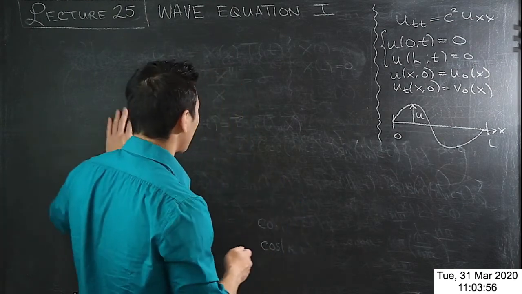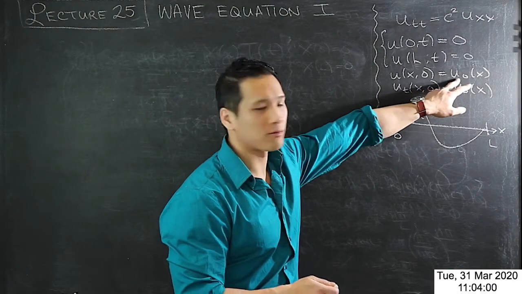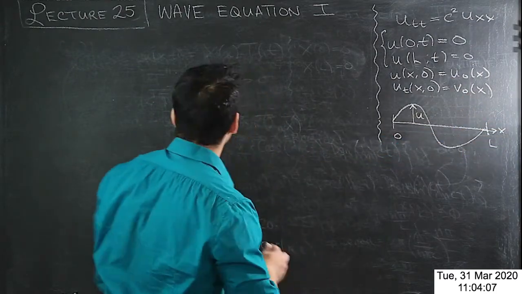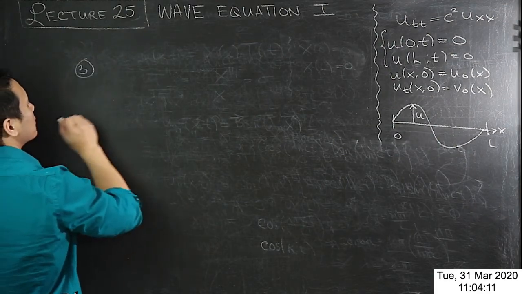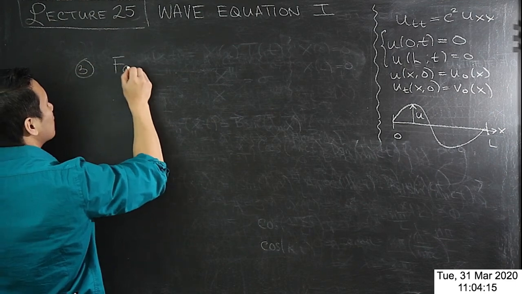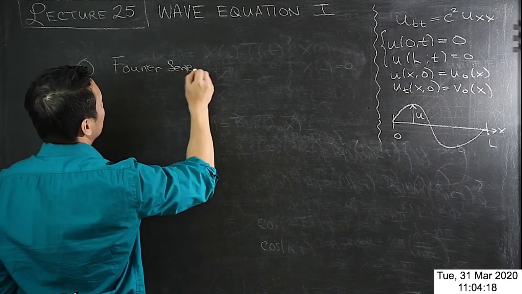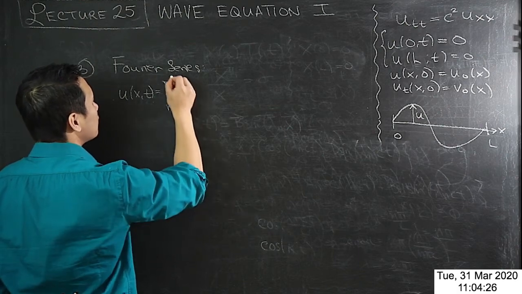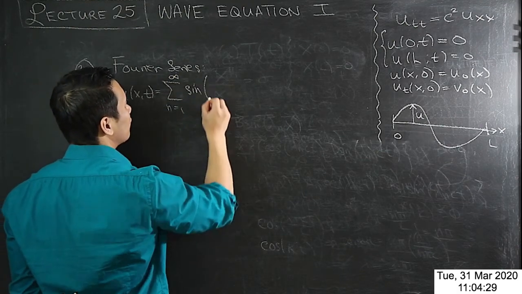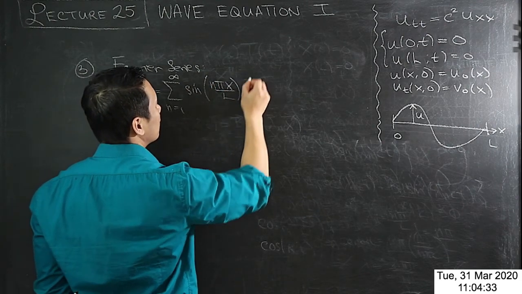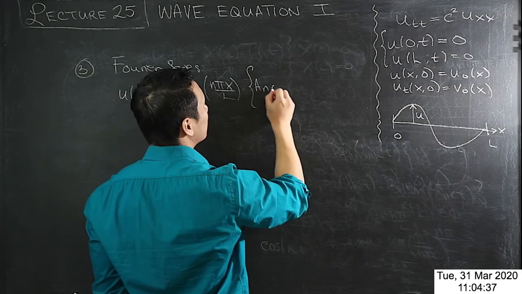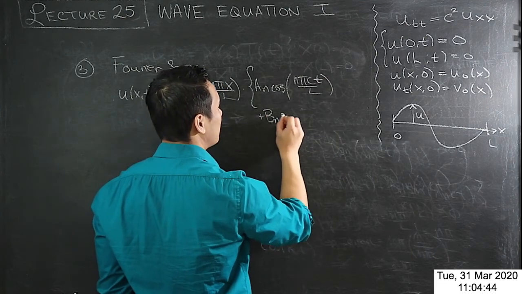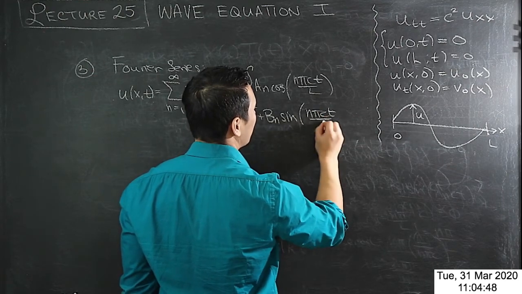Okay, let's now say one quick word about this u naught of x. Let's see how you get this u naught of x. We'll do the v naught of x in the next lecture. So let's call that step 3. We form the Fourier series. The general Fourier series is u of x, t equal to a sum from n equal to 1 to infinity of sine of n pi x over L, times a_n cosine of n pi c t over L plus b_n sine of n pi c t over L.